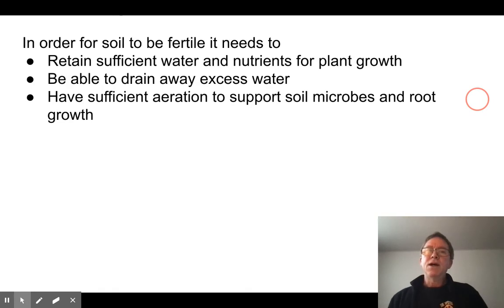Okay, so what does it take in order for a soil to be fertile? So when we say fertile, it means good for growing plants. All right, so a fertile soil is good for growing plants, and an infertile or low fertility soil is just not really good for growing plants.